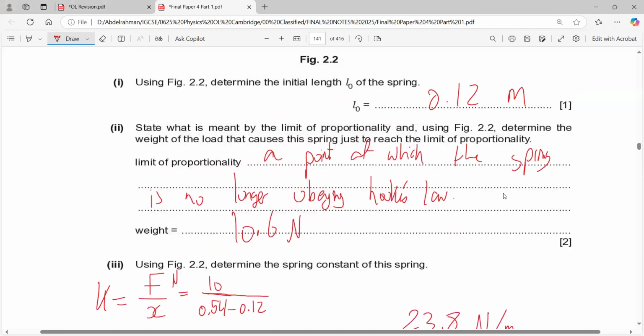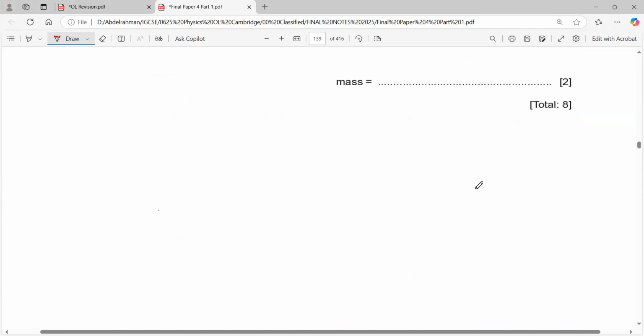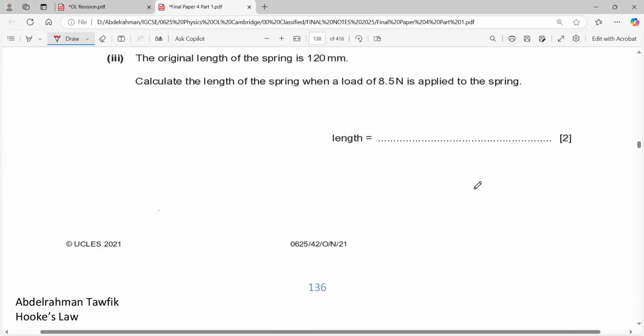Okay, يلا بينا. Moving on to the previous question.